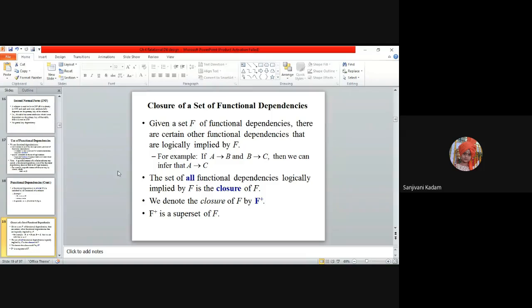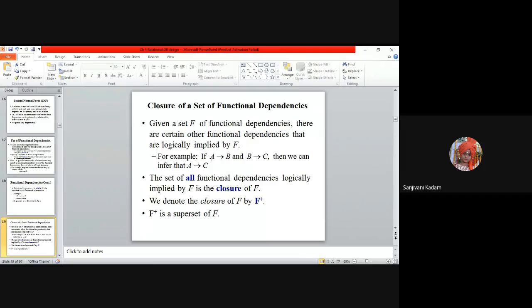Closure of a set of functional dependencies. Closure means that some functional dependencies are given to us, and from those we can derive some other functional dependencies. Calculating the closure is that same property. Given a set F of functional dependencies, there are certain other functional dependencies that are logically implied by F. For example, if we say a equals b and b equals c, then it implies that a is equal to c.